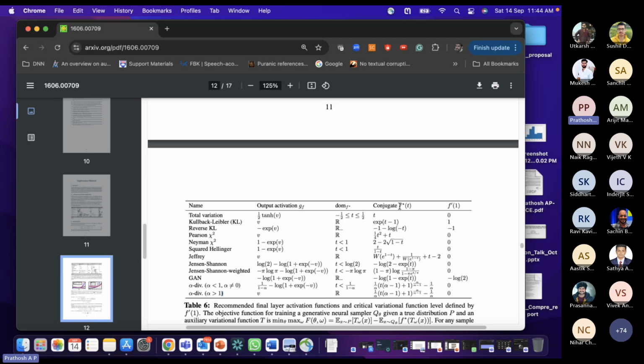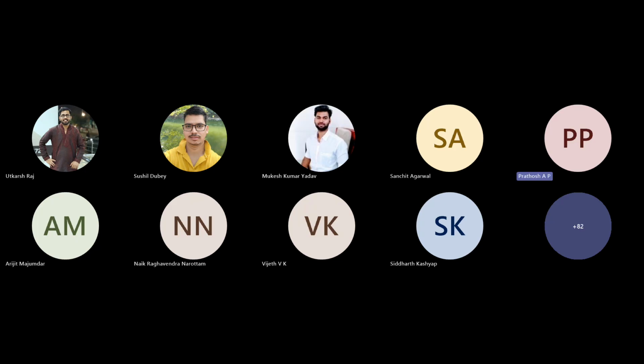You have the corresponding conjugate function also, f star. So what you should do is, once you pick an f, you get an f star, you plug in that f star and you adjust for the output activation, you get the new loss function for that f divergence. Is that clear? So that is how you get the loss function for the naive GAN.